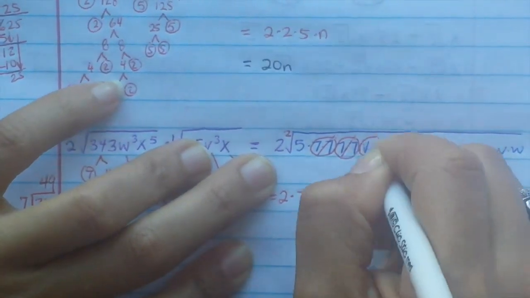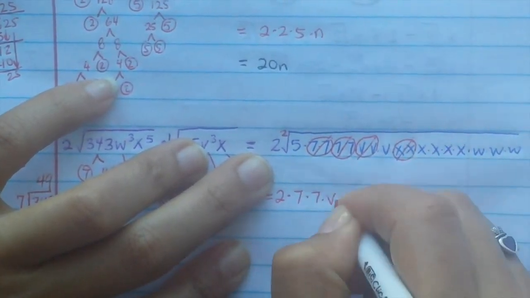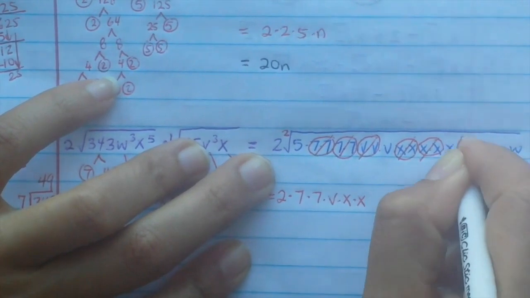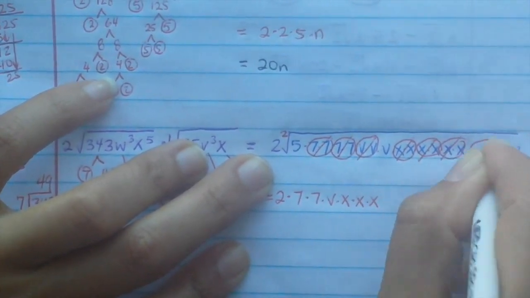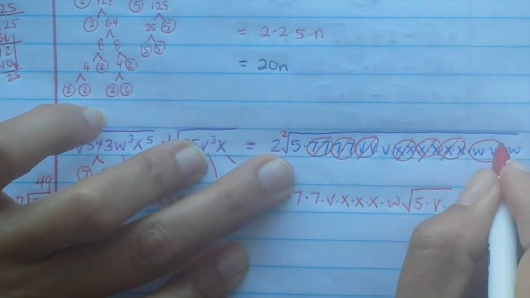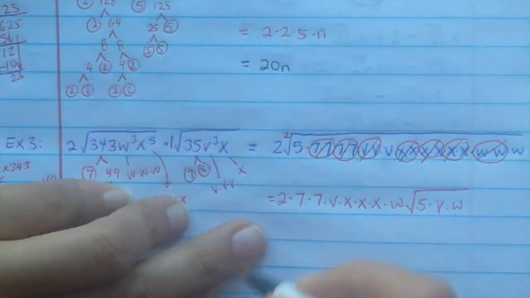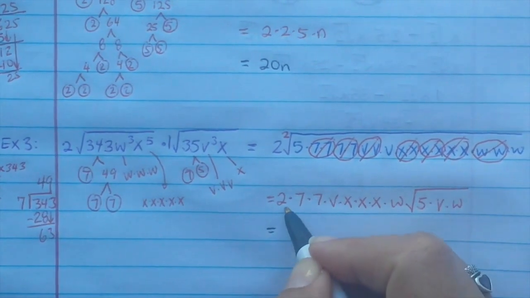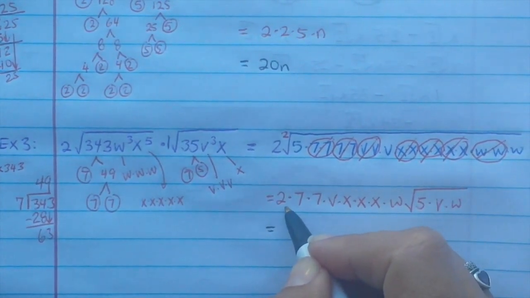2 cards make 1 book, and we keep taking out books until there are no more pairs. All right, what do I have left? A 5, a V, and a W. Let's combine the outside. 2 times 7 times 7.